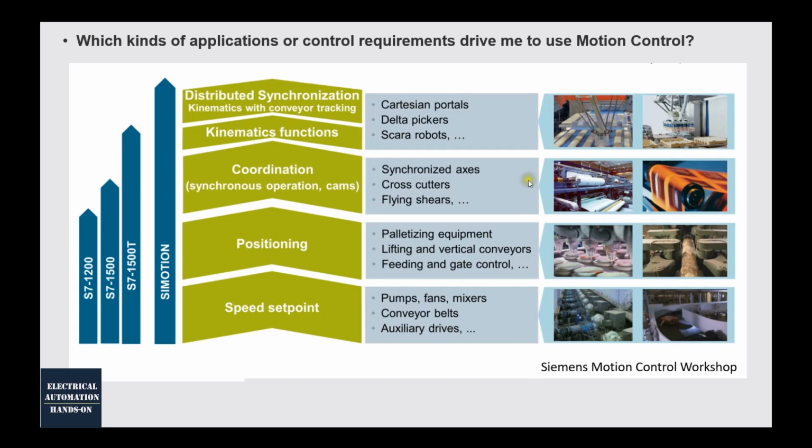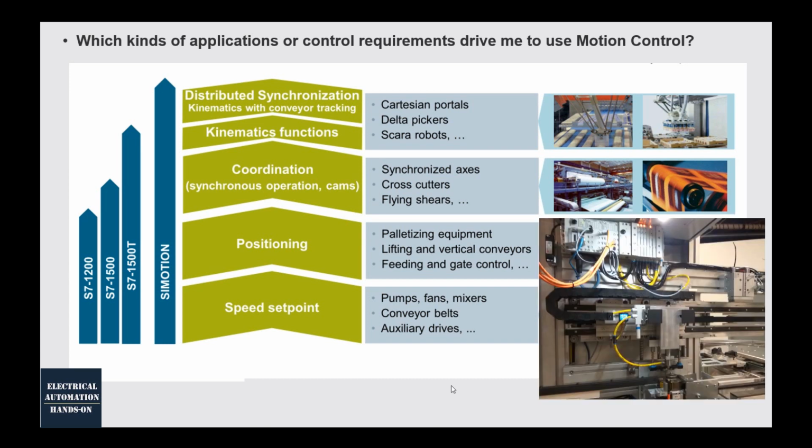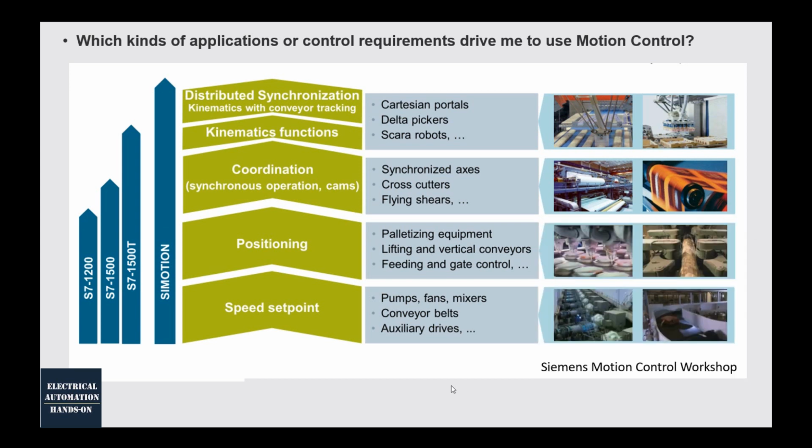So let's have a glance at this paper. This picture comes from the Siemens motion control workshop. Basically, if your system needs a positioning control, for example, you need to use a screw lead to do the positioning, to transfer the materials or transfer the products, or use the pick and place to pick the part.